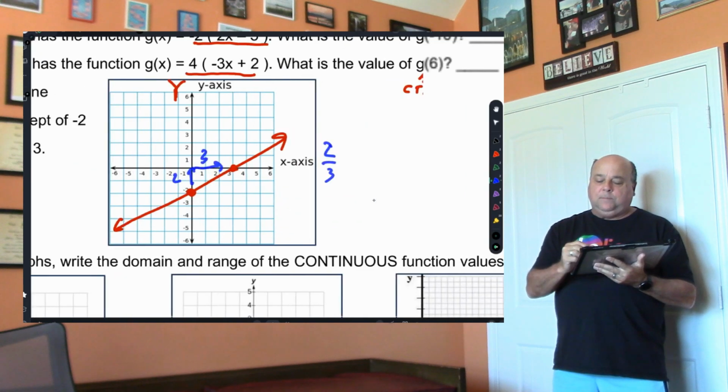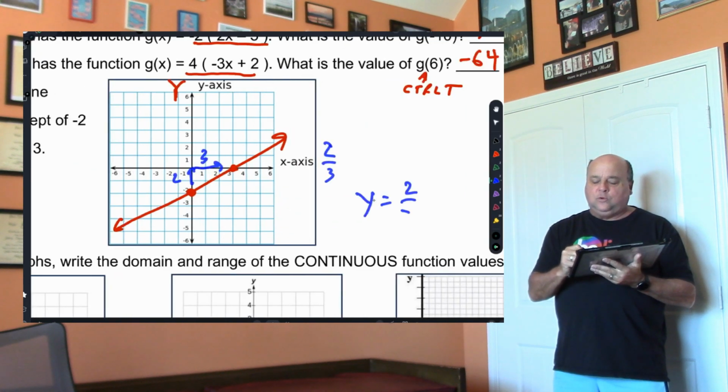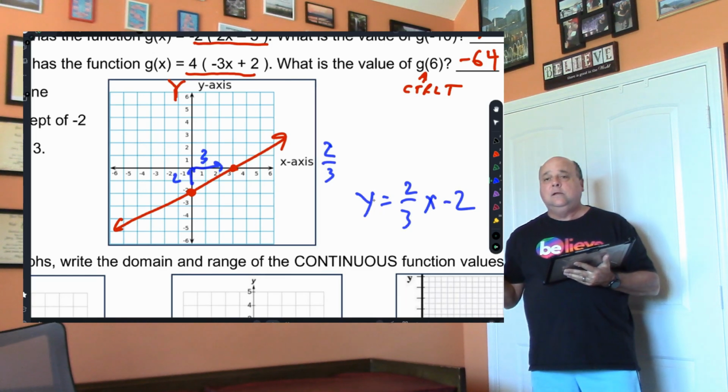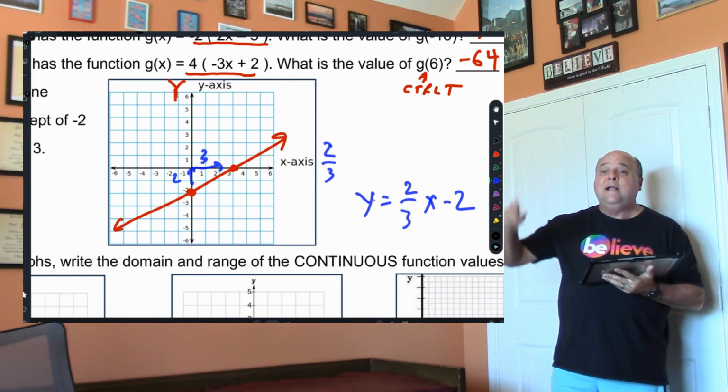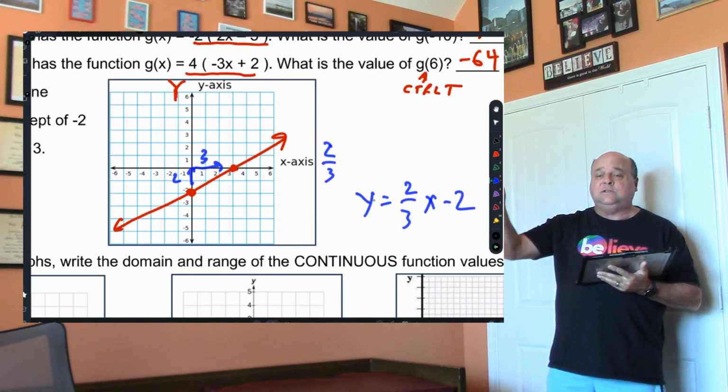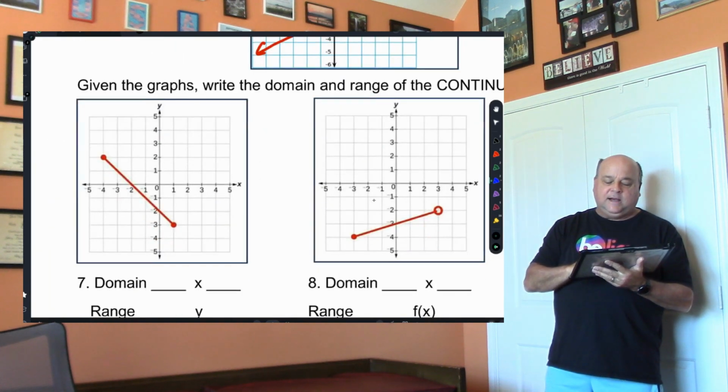And the equation would be, just to extend this, y equals 2 over 3x, and it goes through -2 for the y-intercept, right? That would be the equation of the line. Make sure you know how to locate the x and the y-intercept. Go on to the next one.